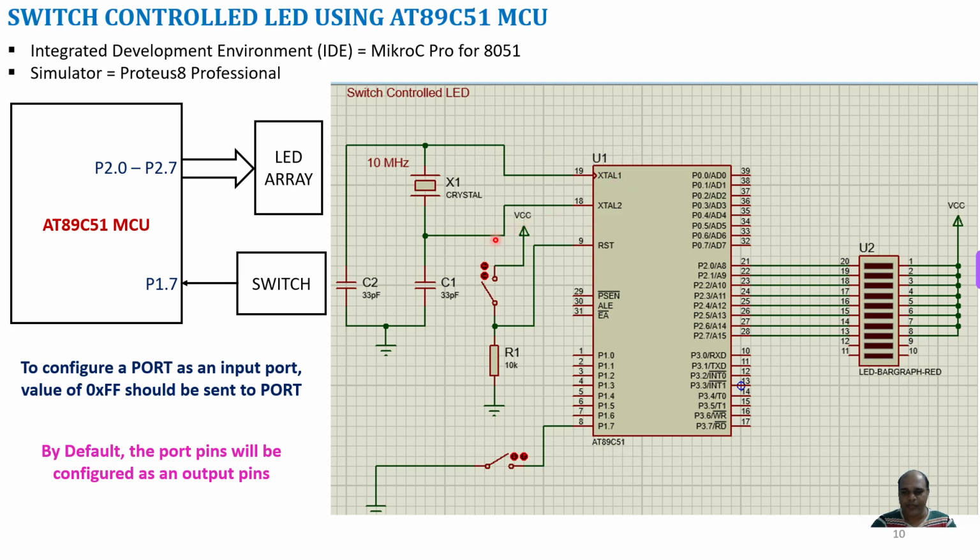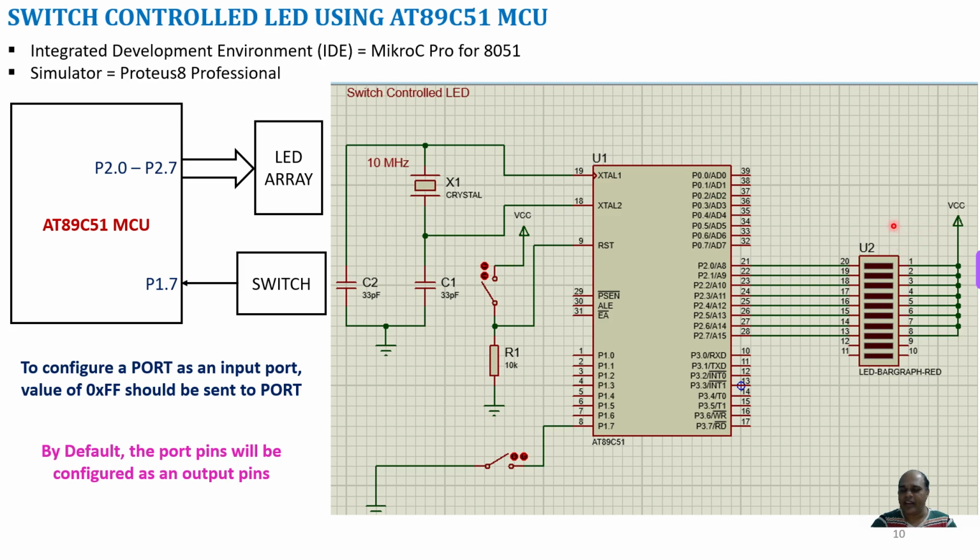There is another important circuit, which is the reset circuit. The reset pin is an active high pin. By default this pin will be at logic 0, since it is connected to ground through a resistor. Whenever I close the switch, there will be a voltage drop across this resistor, so the reset pin will go through a 0 to 1 transition, and thereby the reset operation will take place.